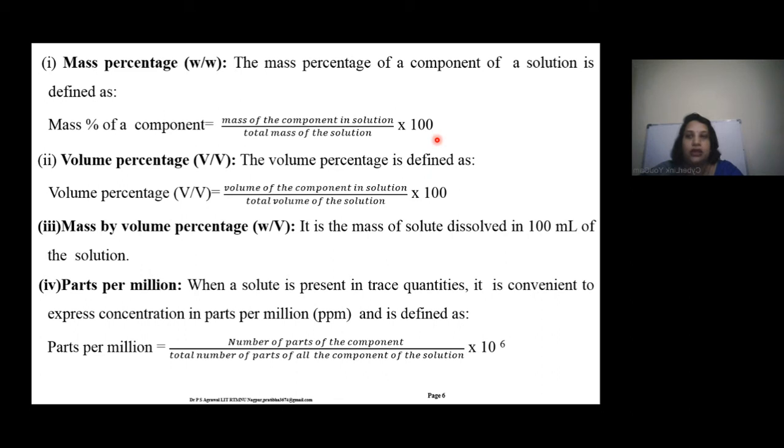This unit is commonly used in industries, in chemical application. Suppose bleaching solution. Bleaching solution contains 3.6 mass percent of sodium hypochlorite in water, like this. Now next is volume percent.